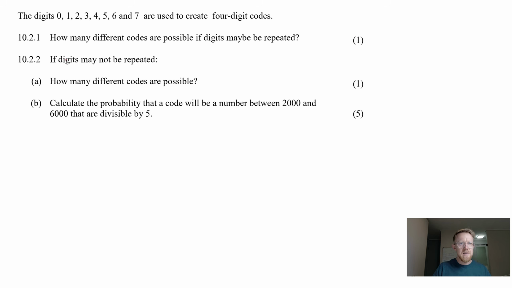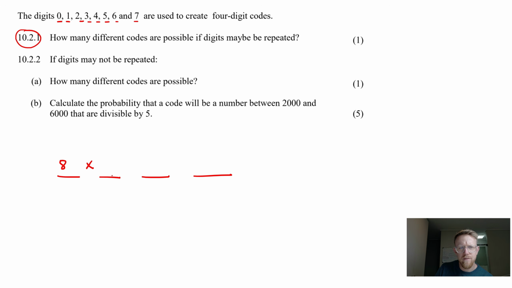The digits 0, 1, 2, 3, 4, 5, 6, and 7 are used to create 4-digit codes. First question for 1 mark. How many different codes are possible if the digits may be repeated? Okay, so let's say we've got a 4-digit code that we have to make. Now, for the first option, how many numbers or how many options do you have? Well, you've got 1, 2, 3, 4, 5, 6, 7, 8.